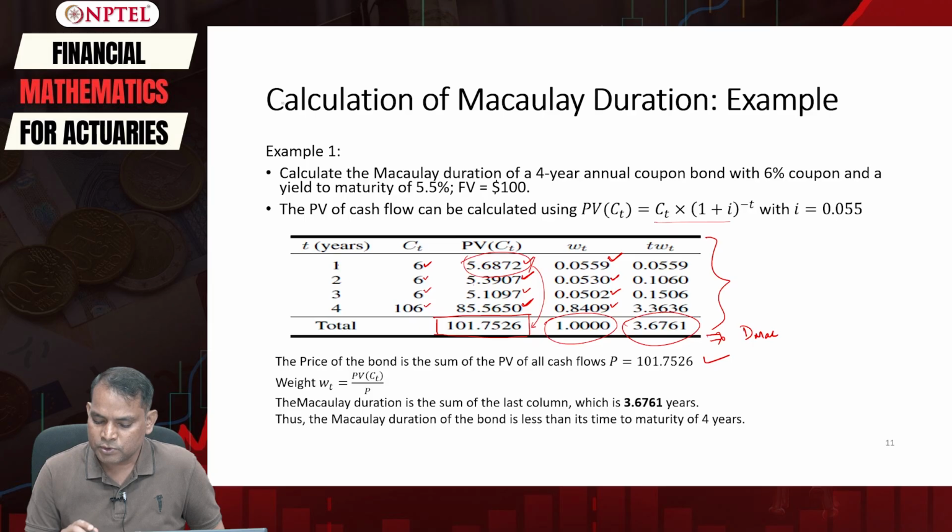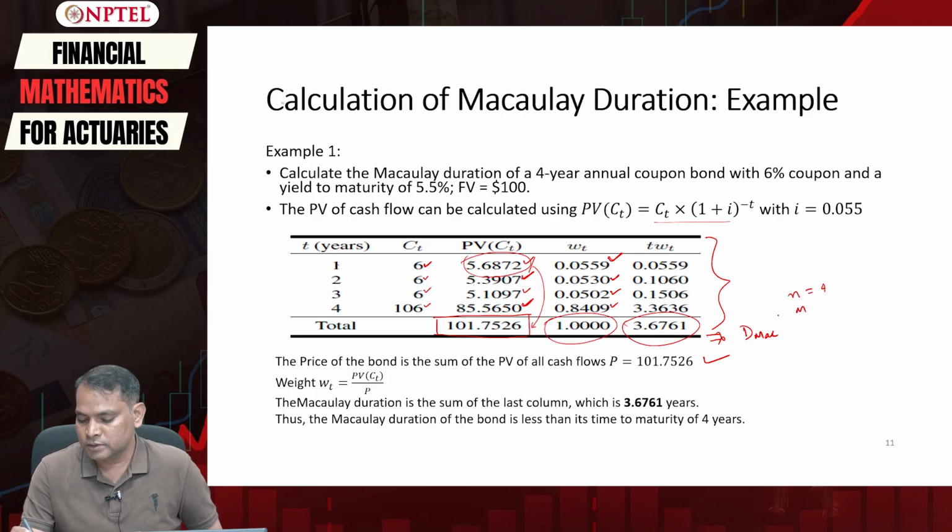What we have noticed here is that this Macaulay value, or the duration DMAC, is actually less than the term to maturity. So what is the term to maturity in our case? N is equal to 4, but we have found that DMAC is equal to 3.67. So this value is less than 4.